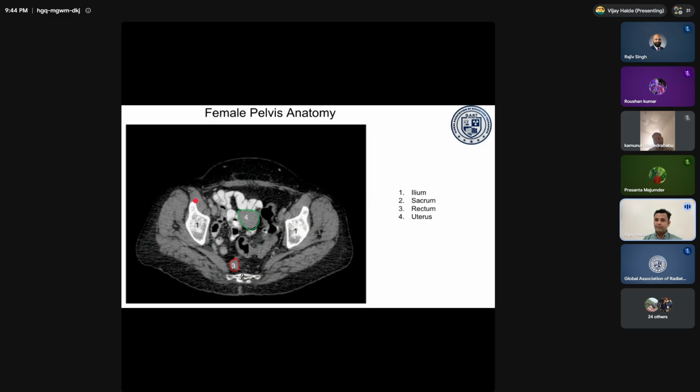So we will start with the female pelvis. We will start from the pelvis only. There is not much difference, only the important structures we will discuss. The female anatomy is essential for cervical, endometrial, vaginal, or ovarian cancer treatments. These slides demonstrate the uterus, the ileum. This is the rectum. This is the sacrum. So moving inferiorly.